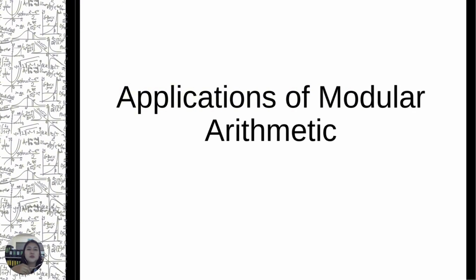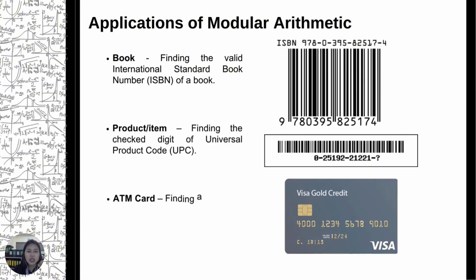Okay, so let's move on with applications of modular arithmetic. Where can these problems be applied in real-life situations? Modular arithmetic can be used in defining the validity of the ISBN, or International Standard Book Number, that can be found in our books. The second one is the UPC, or Universal Product Code, which can be found in all the products or items that we purchase from grocery stores, merchandise stores, or convenience stores.